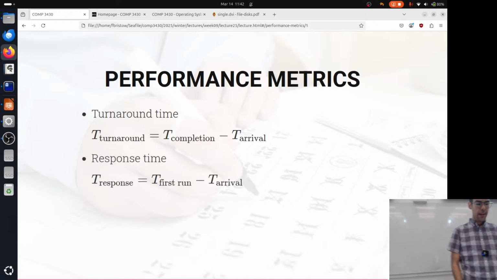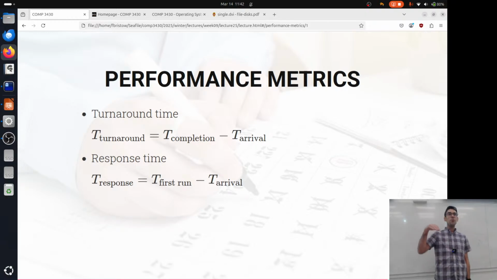The response time is when you first run versus when you've arrived. So if you're going to McDonald's for lunch, this is the time between you showing up and then getting to the counter to make your order, to ask the person working at the counter to get you a chicken McNugget meal or whatever. Those are 2 important metrics here that we want to think about.